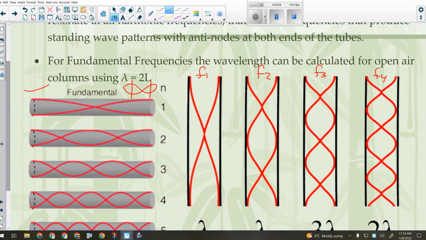So, at our fundamental frequency for an open air column, lambda equals 2L. For the closed air column, it was 4L. But for this one, it's 2L because there's half a wavelength in the tube. The length of the tube multiplied by 2 would be the full wavelength, whereas in the closed air column, the length of the column multiplied by 4 gave me the full wavelength. Everybody all right with that? And that L is the length of the column.